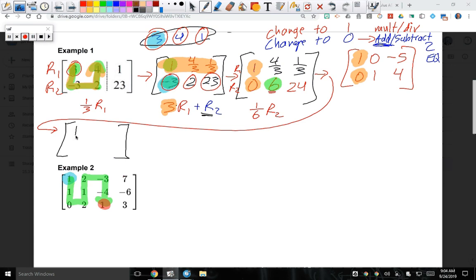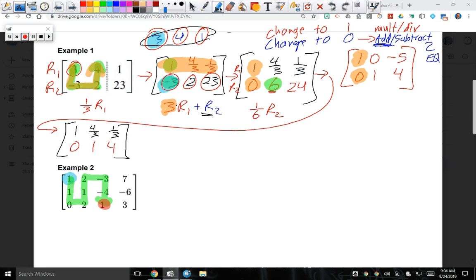So row 1 is still this. Nothing changed with row 1. But my row 2 changed to 1/6 times 0 is still 0. 1/6 times 6 is 1. And what's the last number? 4. So we're almost there, guys.